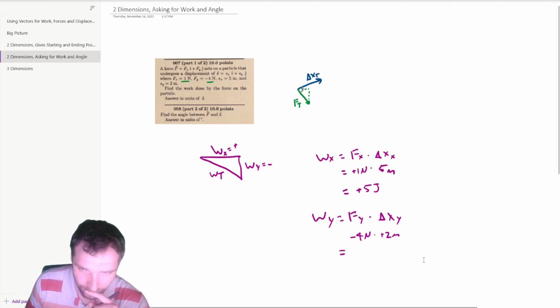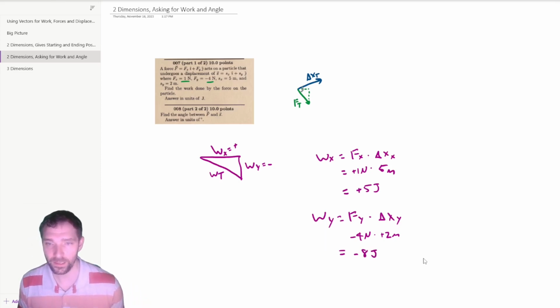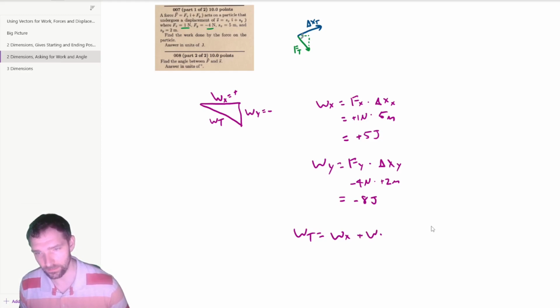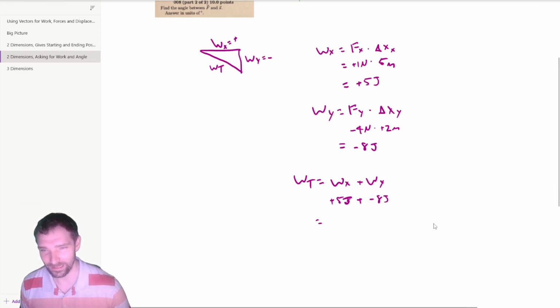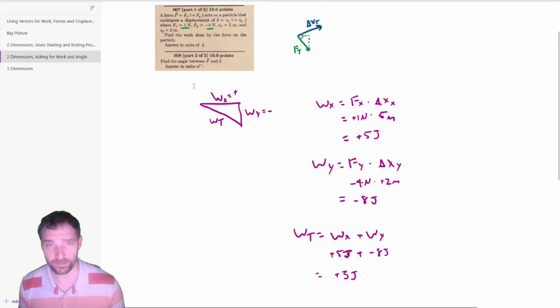So I end up getting, what is that? Negative 8 joules there. So if we want to figure out what the total work is that's being done, you can add up the work in the x and the work in the y. So we've got a plus 5 joules in the x, and then a negative 8 joules in the y. We end up getting plus 3 joules of work being done. So we can see that there's a positive 3 joules of work being done.